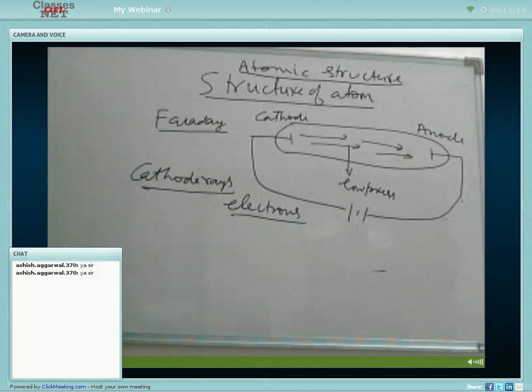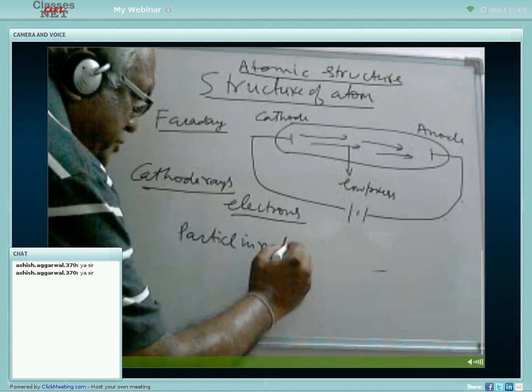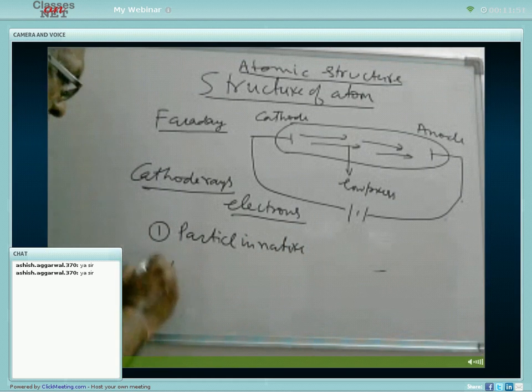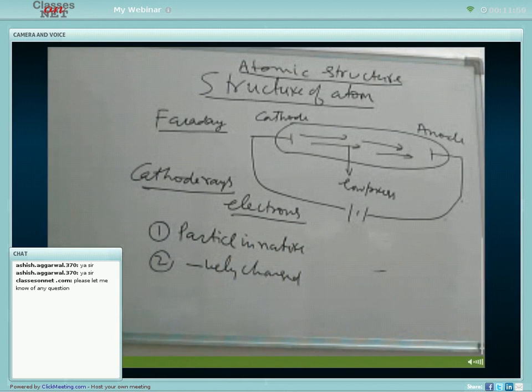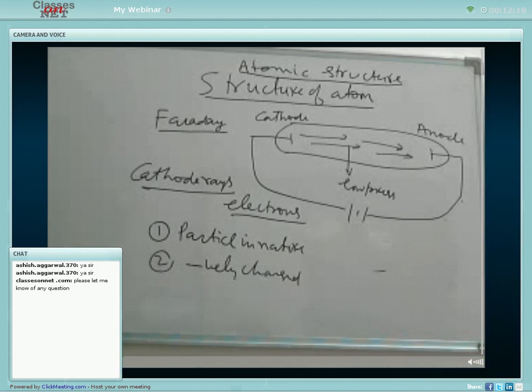Now the characteristics of the cathode rays: cathode rays are negatively charged particles. They are particle in nature. If we put any object in the path of the cathode rays, the shadow of the object is formed. So it shows that they are particle in nature. They are negatively charged. If we apply some electrical or magnetic field perpendicular to the path of the cathode rays, they bend towards the positively charged electrode. It shows that they are negatively charged. As I told you, they are particle in nature, so they must have some mass and charge on it.